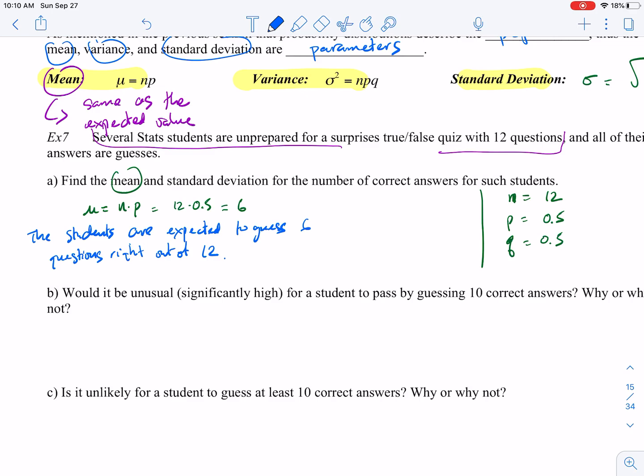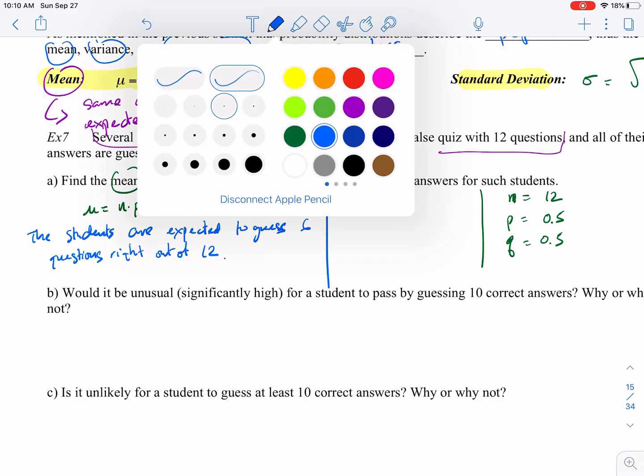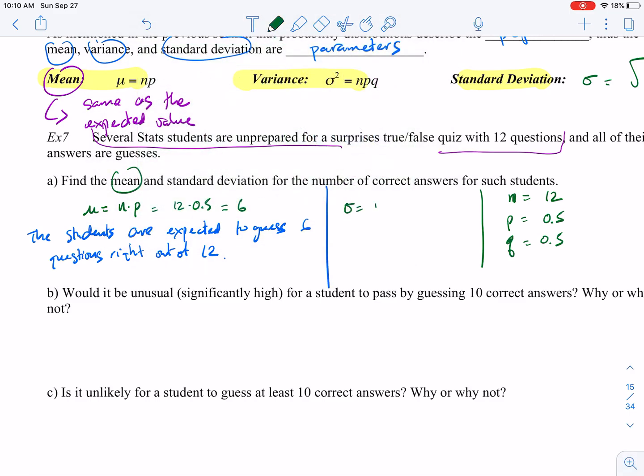Okay, find the standard deviation. So the standard deviation will be sigma equal to the square root of npq, which is the square root of 12 times 0.5 times 0.5, and that gives us roughly 1.732.